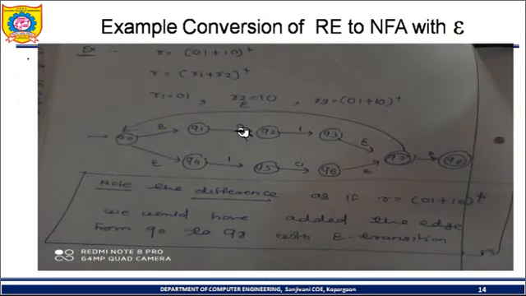One more example. In the same previous example, (01 + 10) plus is there. So the 01 path and the 10 path are there. We have to repeat this part, but there is a positive closure. That's why we have not shown the path from the initial state to the final state with epsilon. As there is a positive closure, we have to take this part at least one time. So this is nothing but the final NFA for the given regular expression.